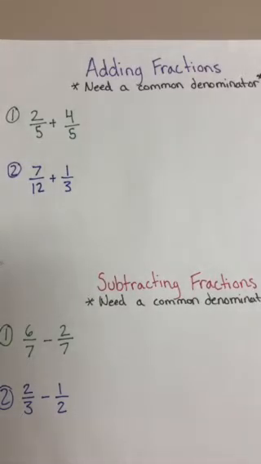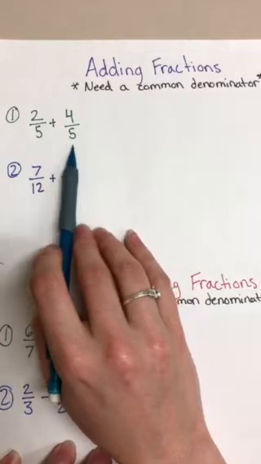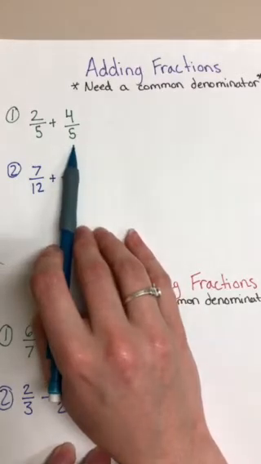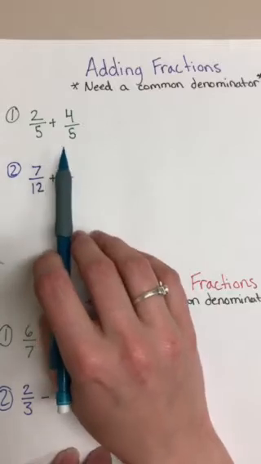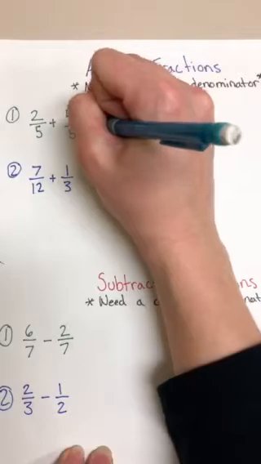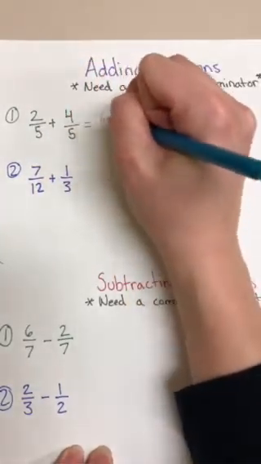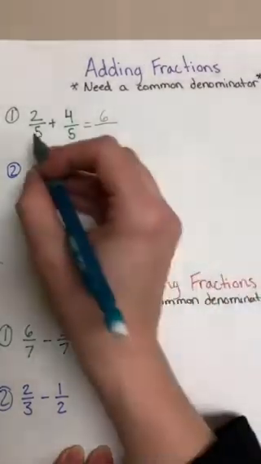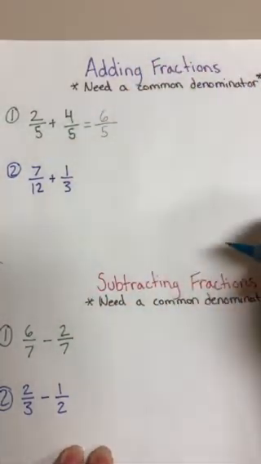When adding fractions, the first thing you have to look for is to make sure that they have a common denominator. So if you look at question 1 here, we already have a common denominator, which means that we don't have to find one. We can just go ahead and begin by only adding our numerators together. So if we do 2 plus 4, here we have 6, and the denominator will always stay the same.